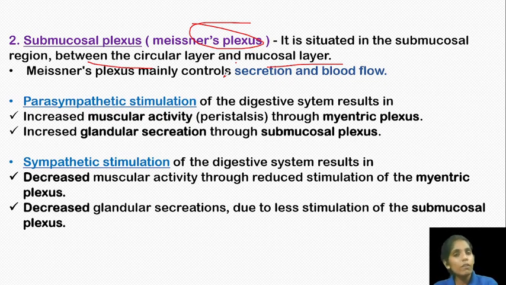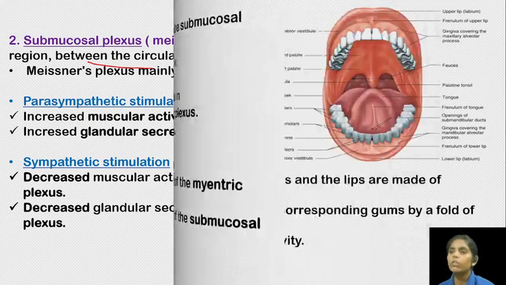For example, if the food is not present in the digestive tract, the sympathetic system will be stimulated and all the activities of the digestive system will be decreased. The muscular activity will be decreased and also the glandular secretions will be decreased. If the food is not present in the digestive tract, what is the use of all these secretions? That's why the sympathetic system will be activated and the activities of the digestive system will be decreased. So that is about the enteric nervous system.